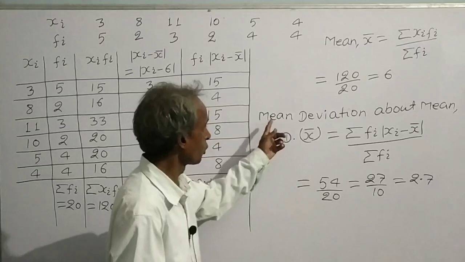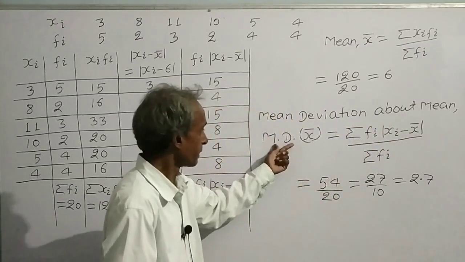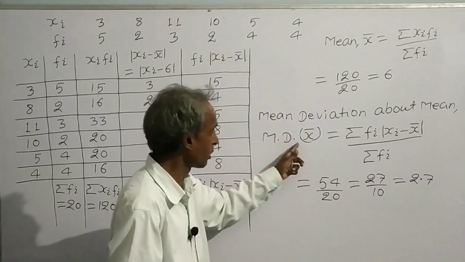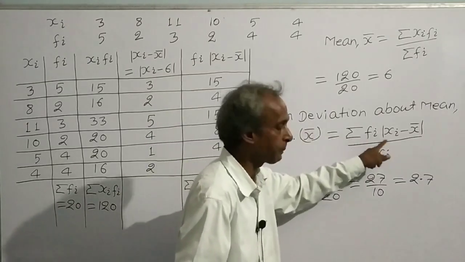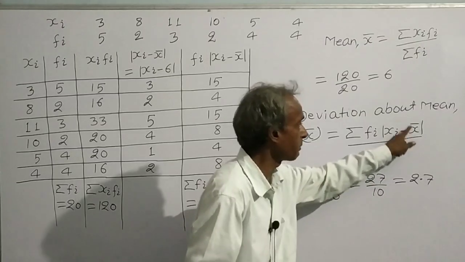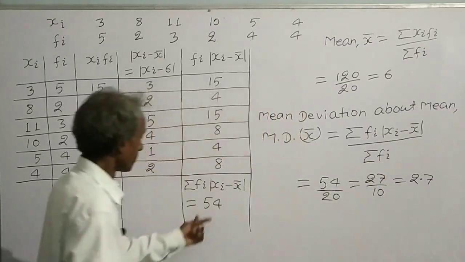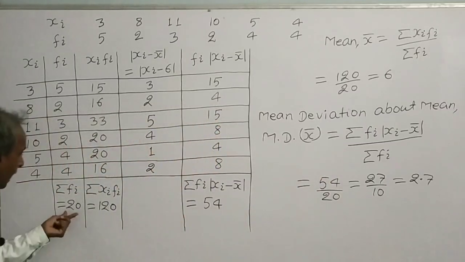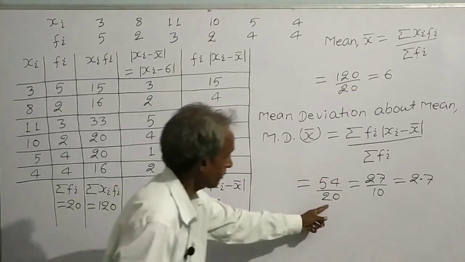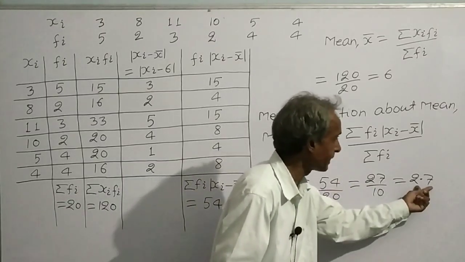Now this is the formula for mean deviation about mean, denoted by M.D. x bar. This is equal to sigma fi times mod of xi minus x bar divided by sigma fi. Therefore, this will be equal to 54 by 20, and this will be equal to 2.7.